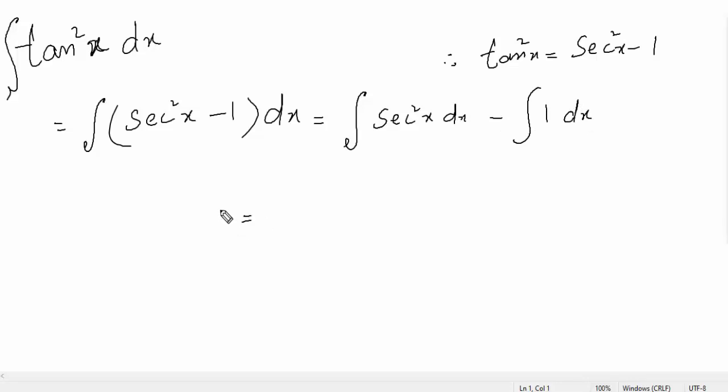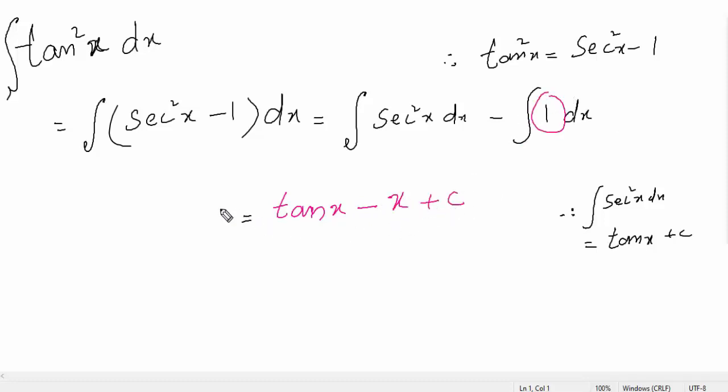Now you have to learn this integration of secant square x. If you remember, the integration of secant square x dx is equal to tangent x plus c. So here I will write tangent x minus the integration of 1, which is x, plus c. So this is the answer to this given question. Very simple solution.